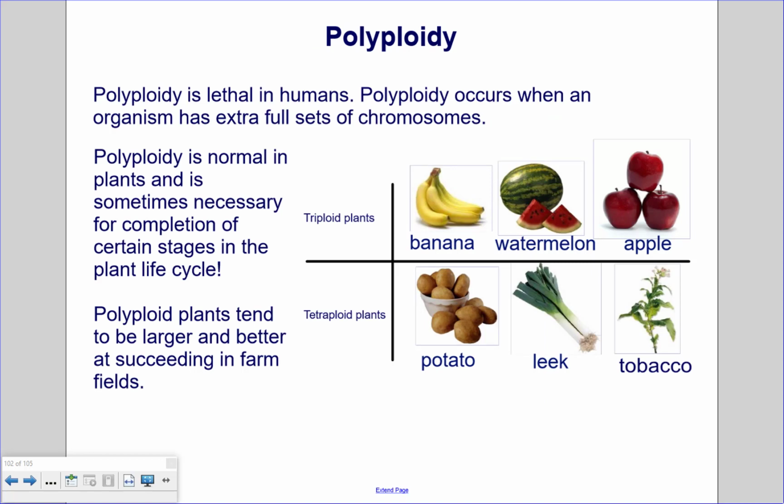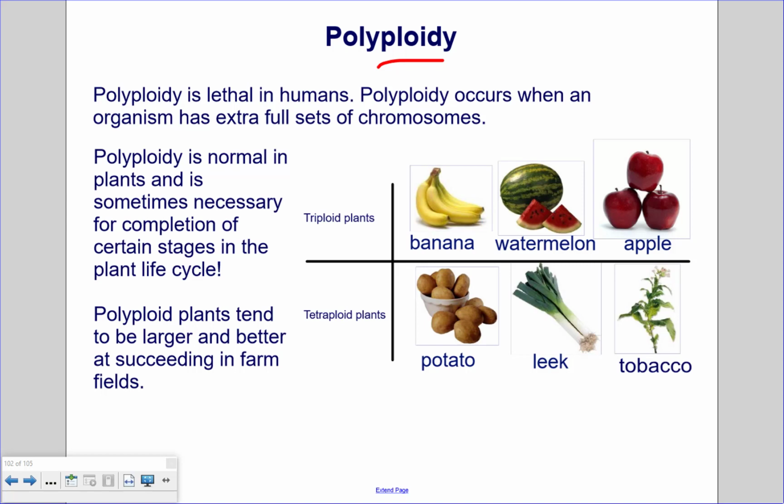Polyploidy. Polyploidy is lethal in humans. Polyploidy occurs when an organism has extra full sets of chromosomes. If we break down the word polyploidy, ploidy refers to chromosome number, so polyploidy means extra sets of chromosomes.